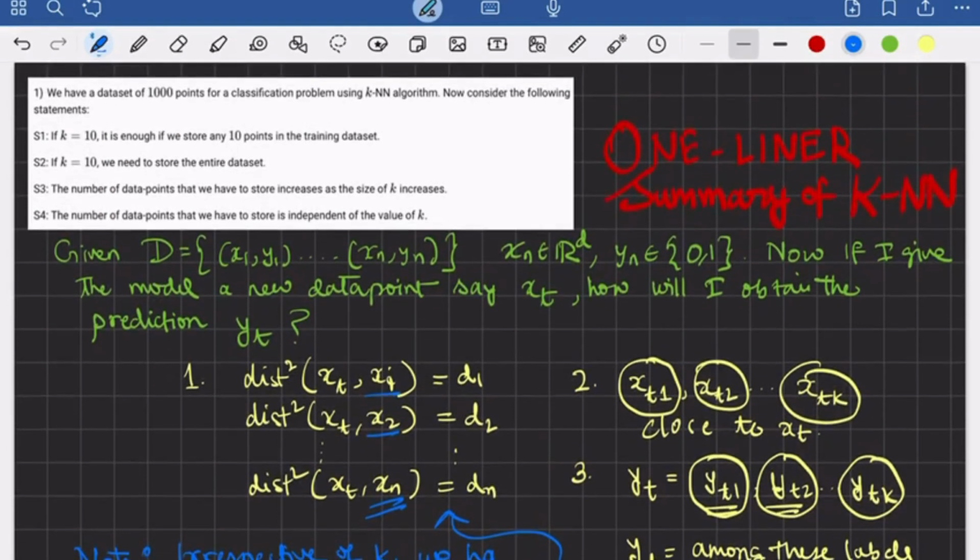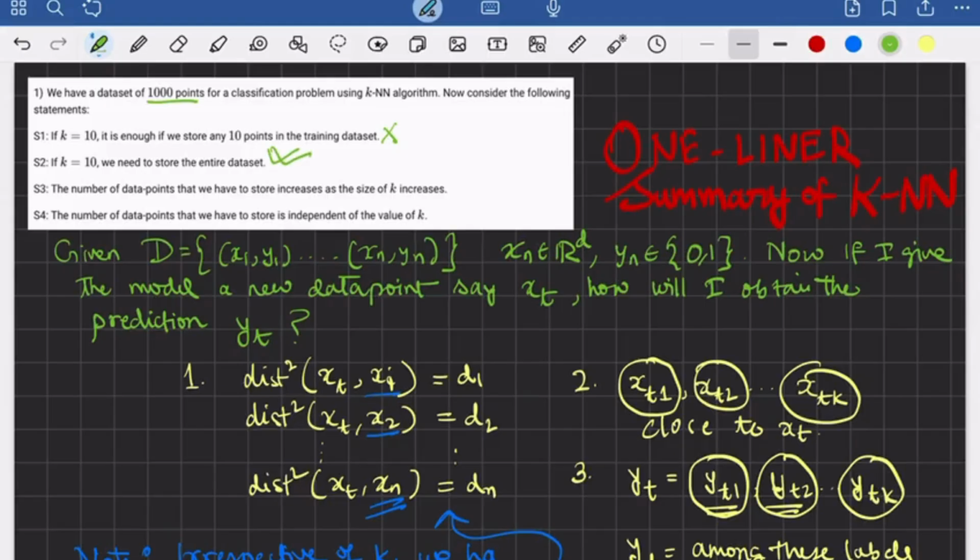Now let's look at the question. The question says we have 1000 points for a classification problem. The first statement says if k is equal to 10, it is enough if we store any 10 points in the training data set. That is not true, because we just saw that we have to compute the distance to every data point, and hence we need to store every data point. If k is equal to 10, we need to store the entire data set.